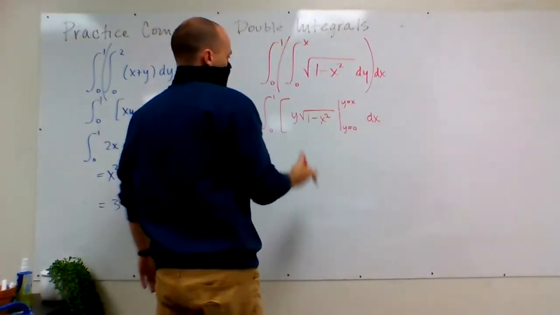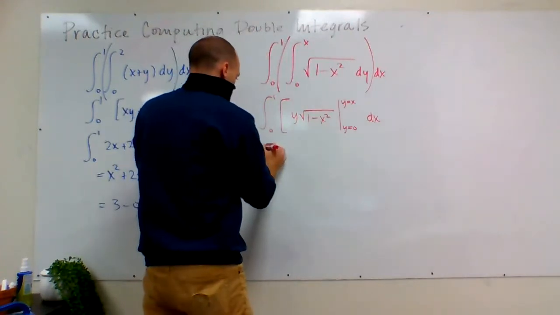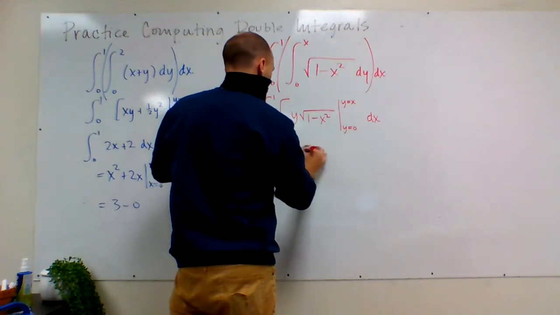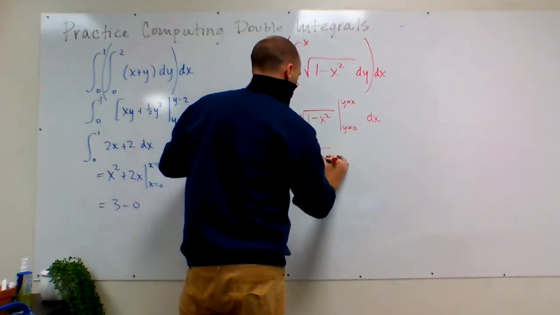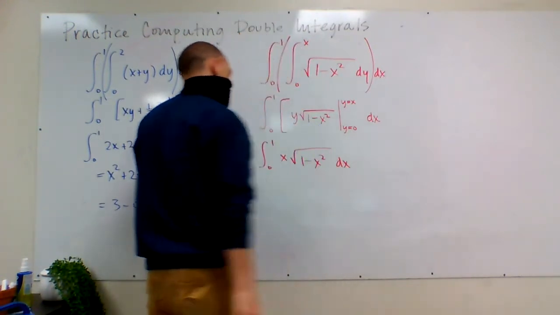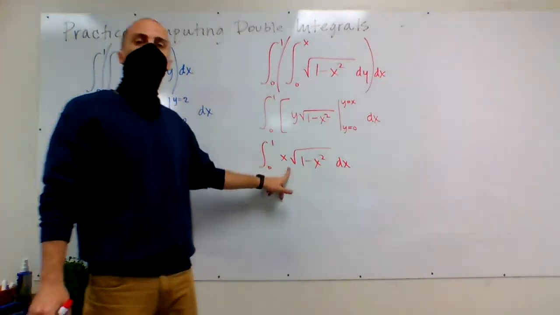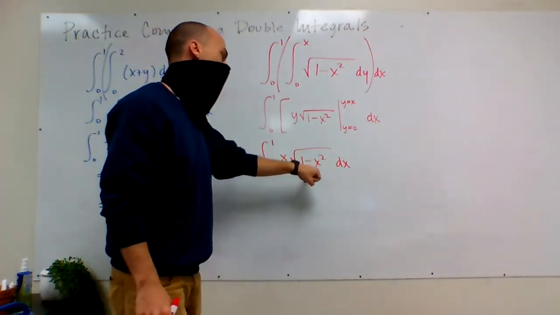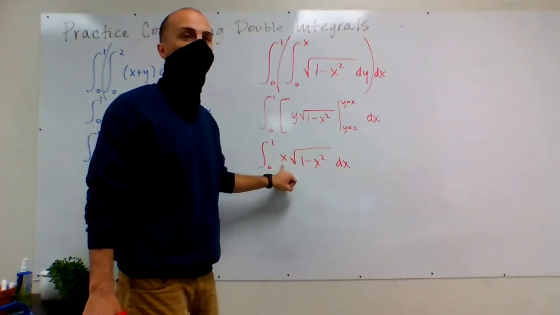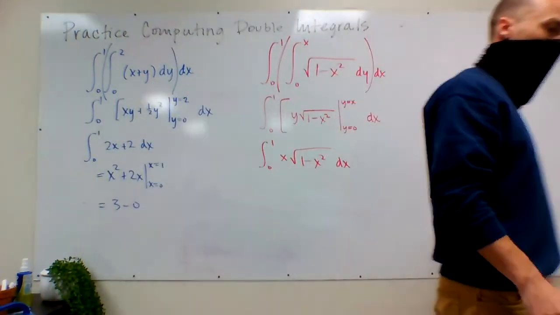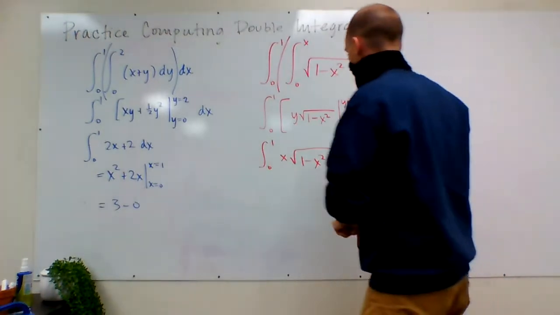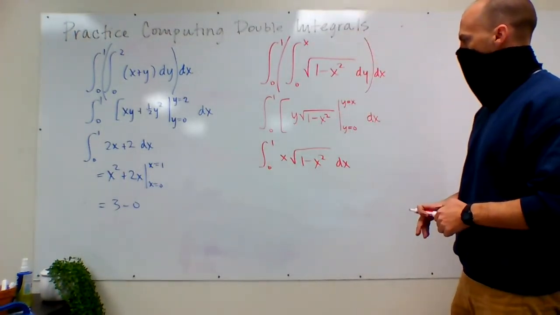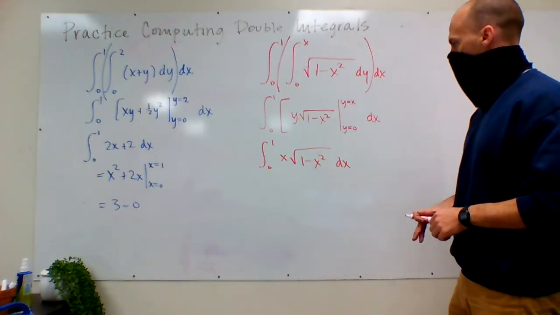Now when I actually plug in y equals x and y equals 0, I'm going to have the integral from 0 to 1 of x times the square root of 1 minus x squared dx. Okay. This is a u substitution situation, right? Because the derivative of 1 minus x squared is proportional to x. Okay, so what I'm going to do is I'm going to let u equal 1 minus x squared.